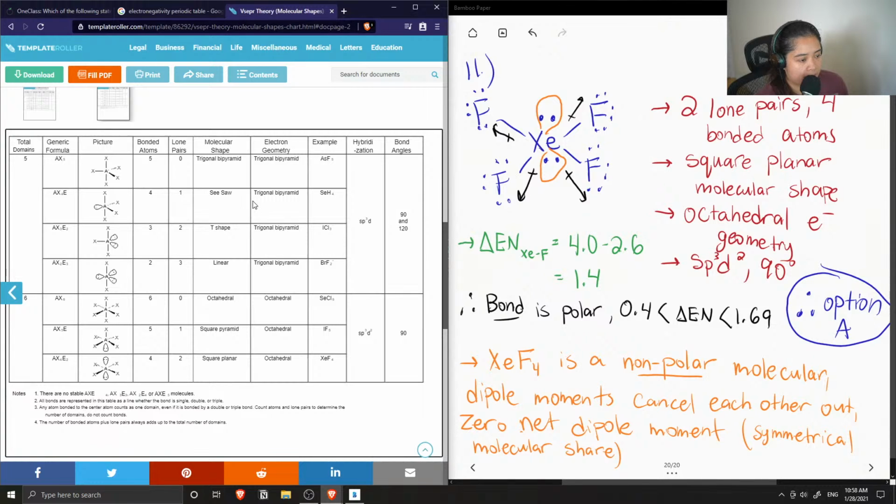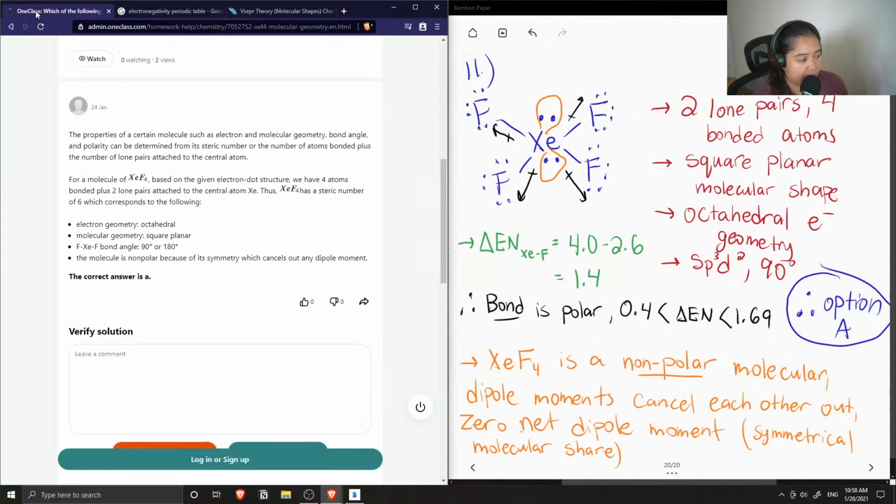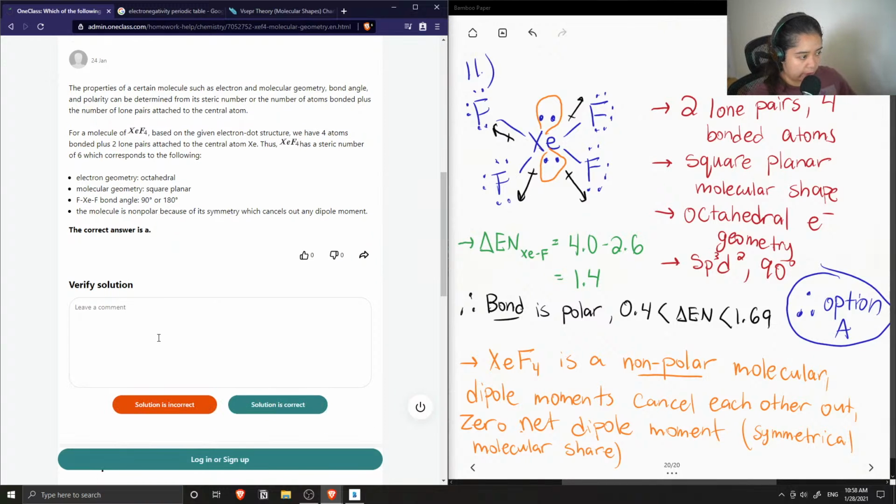I would just say, yeah, I guess it could be 180 if we look at the bond angle between the 2 electron groups, the lone pairs. And the molecule is nonpolar because of its symmetry, which cancels out any dipole moment. So the correct answer is A. Yep. So the solution is correct.